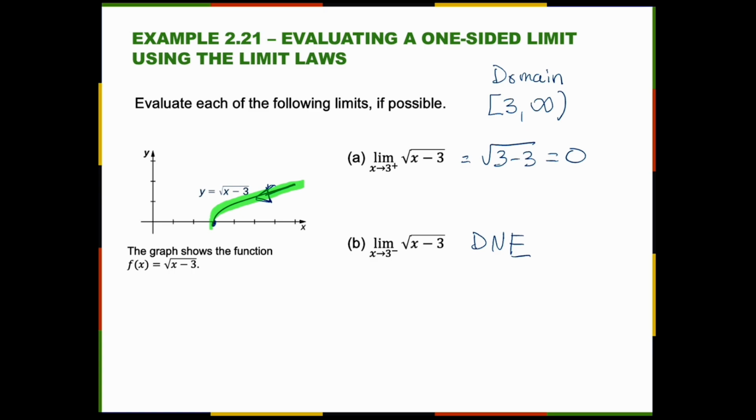So when you're dealing with functions that do not have a domain of all real numbers, and you're thinking about the limit coming in from different directions, you have to be careful and make sure that you're coming in from a direction where those points exist on the graph.